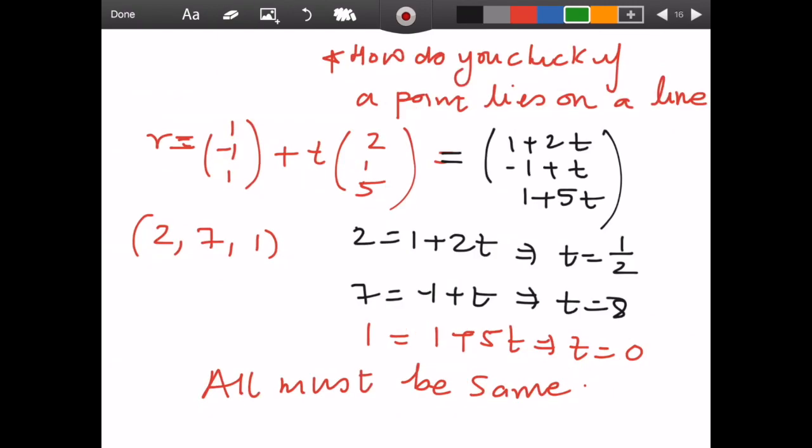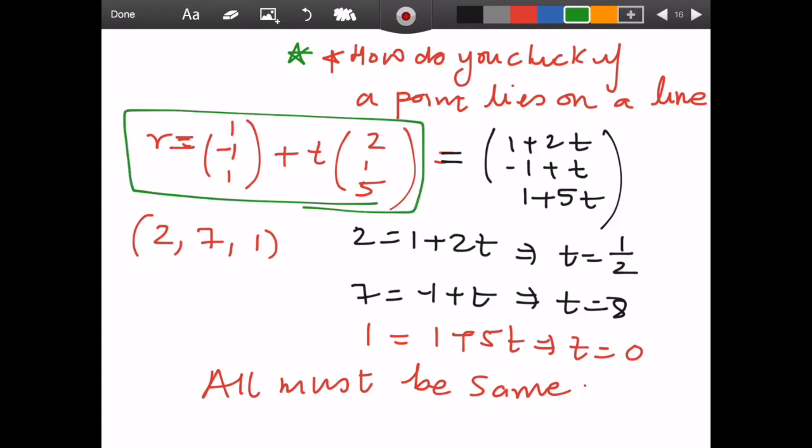How do you check if a point lies on a line or not? This is another objective of this video. I'm taking the equation of a random line and trying to see if this point is lying on the line or not. The first step is to convert this vector equation into parametric form.